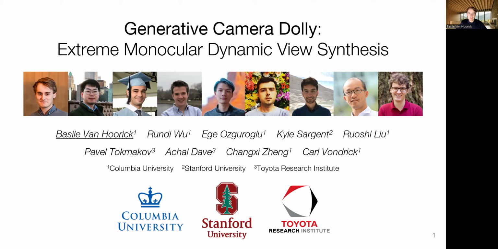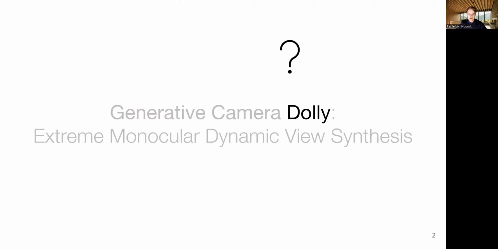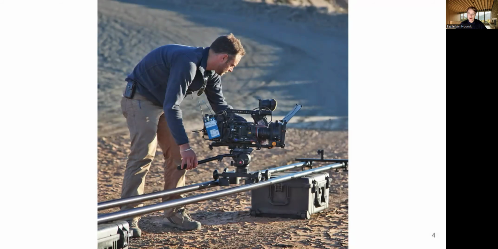Welcome to Generative Camera Dolly, Extreme Monocular Dynamic View Synthesis. First of all, what is a dolly? It might be an uncommon word for some of us, but once you figure out the meaning, your reaction might look something like this. Because this shot is called a dolly zoom, and it was created with a camera dolly, unsurprisingly, which is basically a platform on wheels used in filmmaking to create smooth camera movements over time.